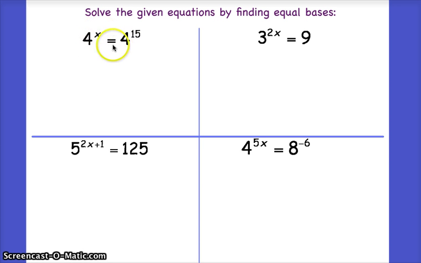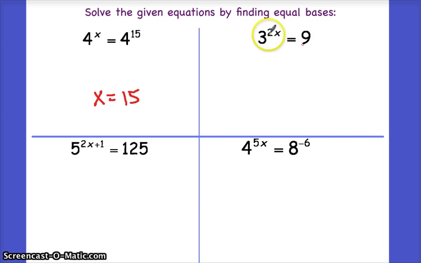If 4 to the x is equal to 4 to the 15th power, then basic logic tells us that if you have equal bases, they're both base 4, and they're equal to each other, then your two exponents have to be equal, or x needs to be equal to 15. That way 4 to the 15th equals 4 to the 15th, and you're all set.